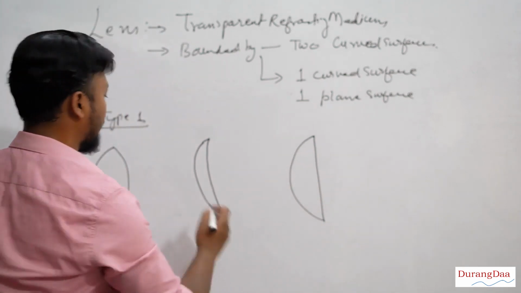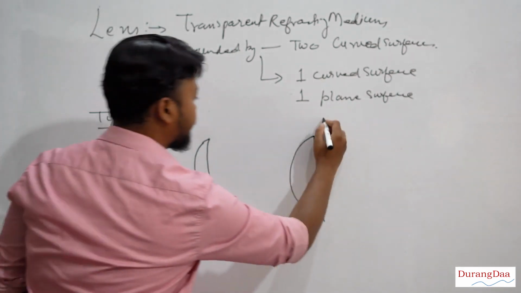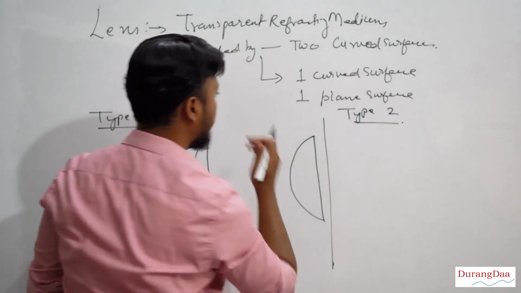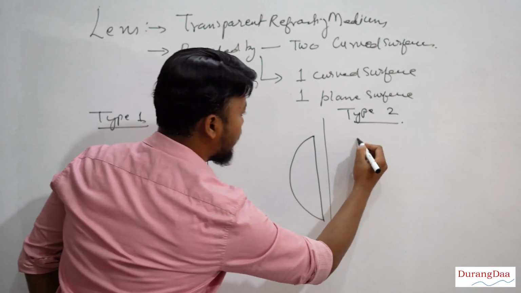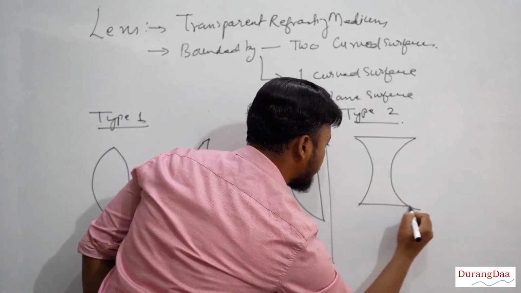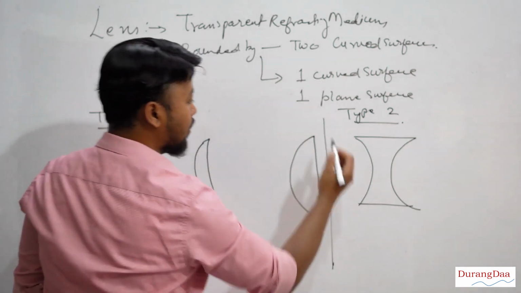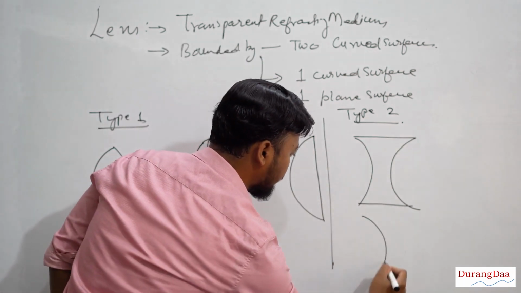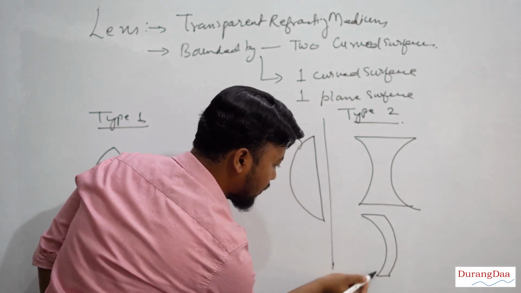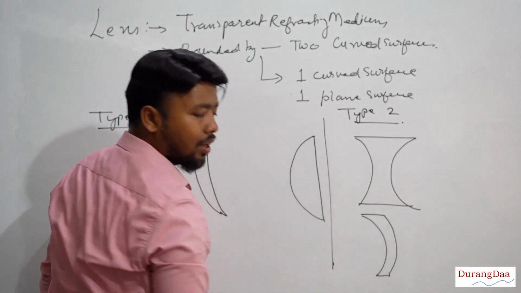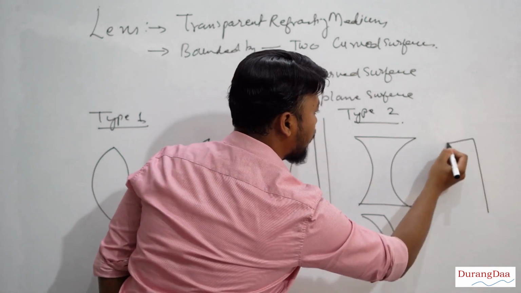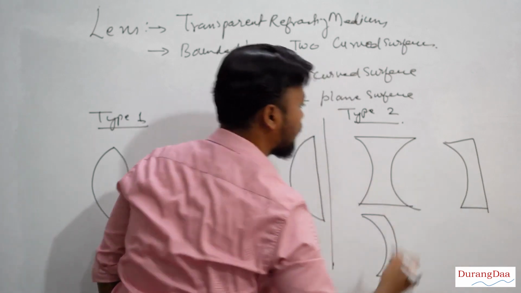The second way we can draw the diagram is something like this. Two curved surfaces, we can draw it even like this. This is the first curved surface and this one is the second curved surface. Or we may even draw it this way. Here also, the first surface is curved, the second surface is also curved. Or we may draw it with one plane and one curved surface.